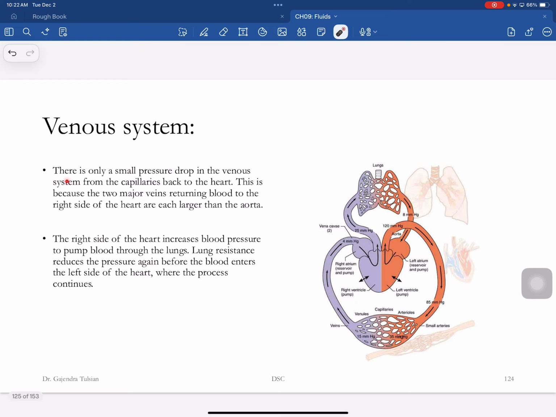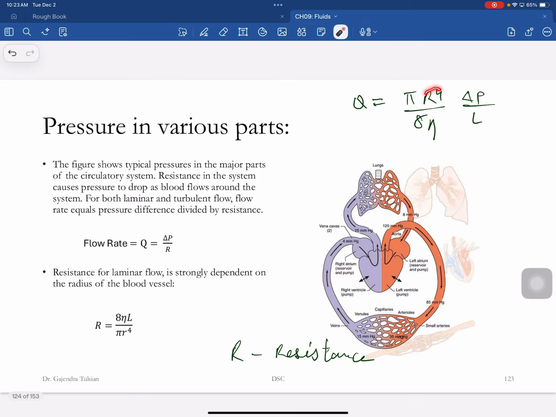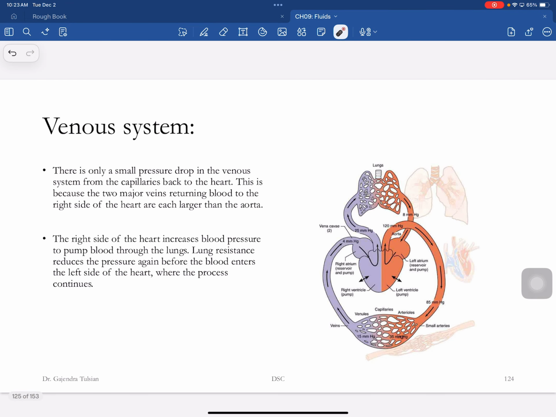So there's only a small pressure drop in the venous system from the capillaries to the heart. Here's what I was saying: the pressure drops from 15 millimeters to 4 millimeters, only a 9 millimeters of mercury drop. This is because the 2 major veins returning the blood to the right side of the heart are much larger, and so you don't need as great a pressure difference. If the radius is large, the pressure difference can be smaller for maintaining the same flow rate.